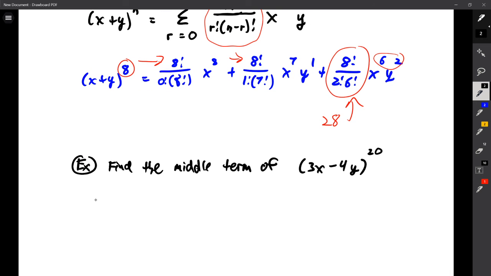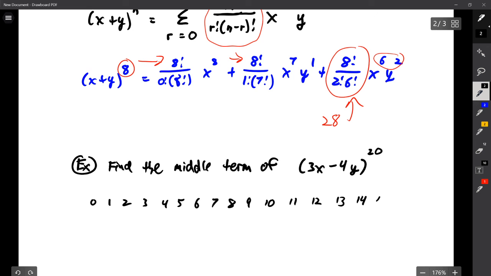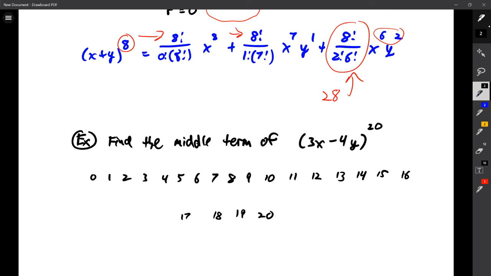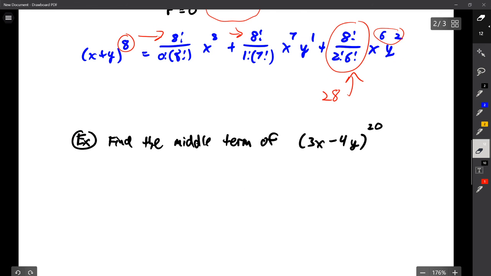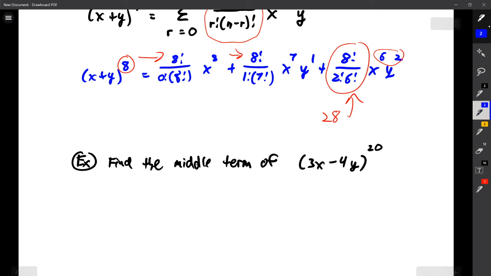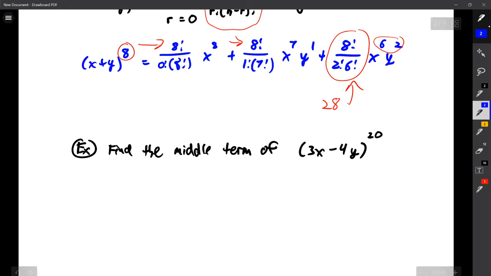Wait, is that right? So we have 0, 1, 2, 3, 4, 5, 6, 7, 8, 9, 10, 11, 12, 13, 14, 15, 16, 17, 18, 19. Oh, you know what? I don't even need to worry about that. You know why? I'm dealing with the y exponents here. The reason I just realized I don't need to do all this is we have a total of 21 of these things. So 1 through 11, and then 1 through 11 again. The reason I don't need to double check my thinking is because in the middle term, the exponents are going to match. And so it's going to be an x to the 10th, y to the 10th.